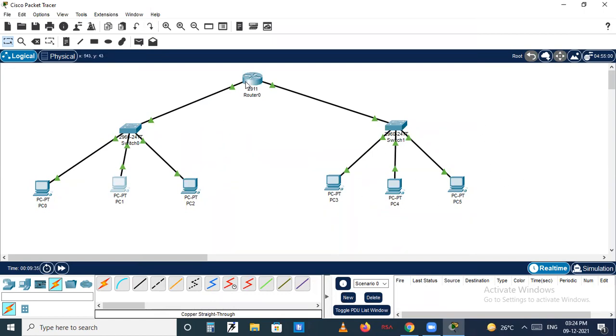The IP address of this router's left hand side port will work as the default gateway for all these systems. Okay, and the IP address of this interface or this port will work as the default gateway for all these systems. So let me set that one also.